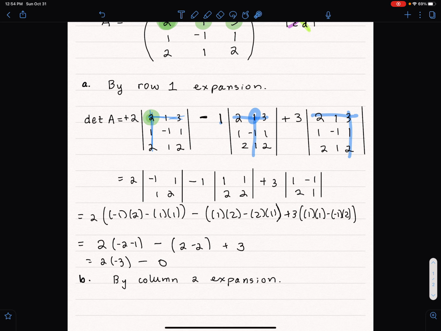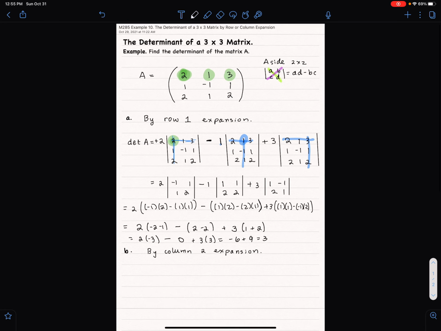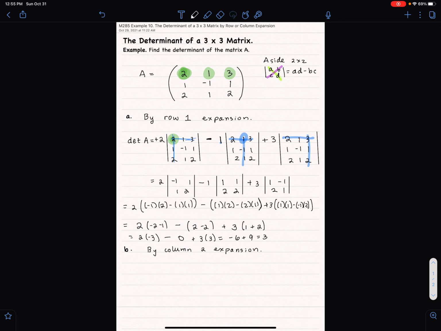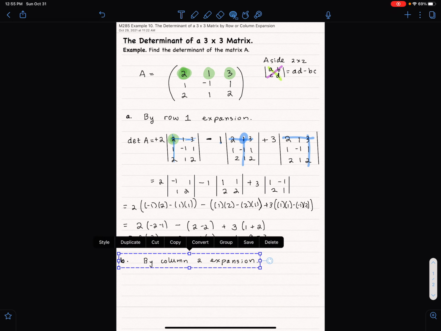And I have 1 times 1 is 1 minus 2 times negative 1. So it's 1 minus negative 2. So that makes 1 plus 2. So that makes 3 times 3. So we get negative 6 plus 9. All of that equals 3. So in some ways, maybe that's a lot of what you need to know in many cases to find the determinant of a matrix.